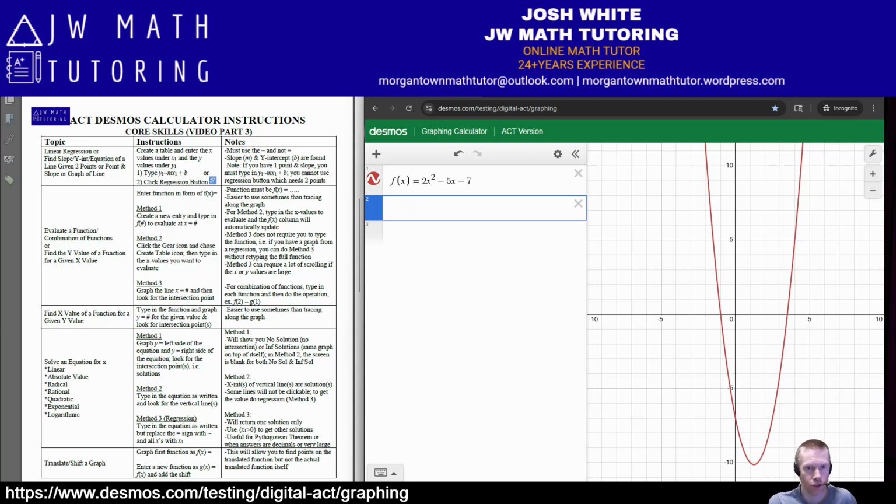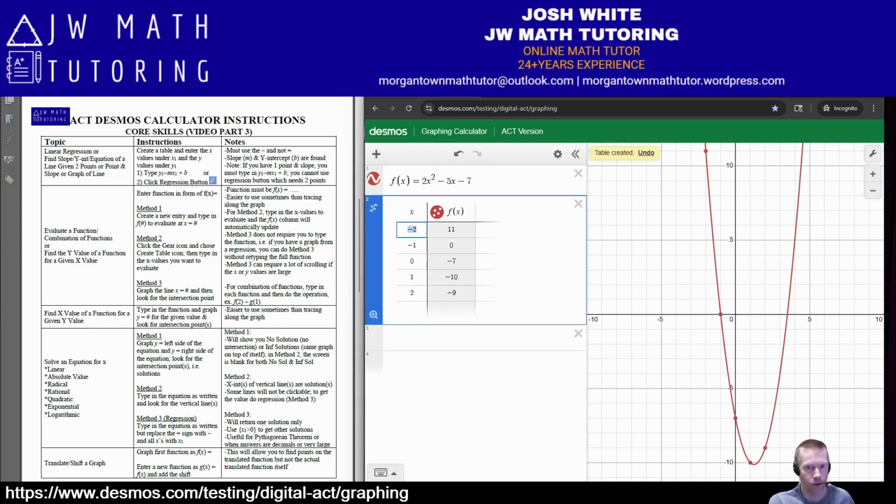Another way is you can type out the function, and then you can go up here and click the create table thing, and it'll auto create a table and it'll fill in values for x and then show you the corresponding y or f of x. But you can also type your own values too. 10, 11, 12, 35, 210, whatever it is. You can just type them in here, it auto updates. So that's another way to do it.